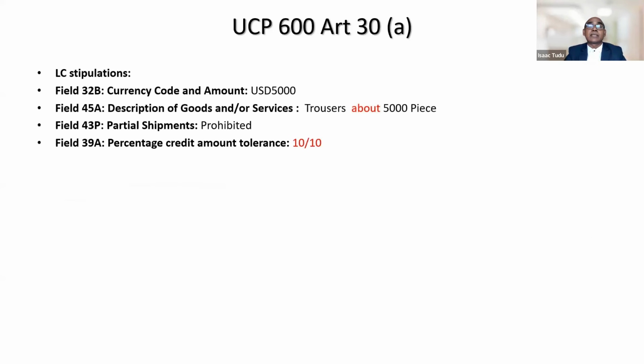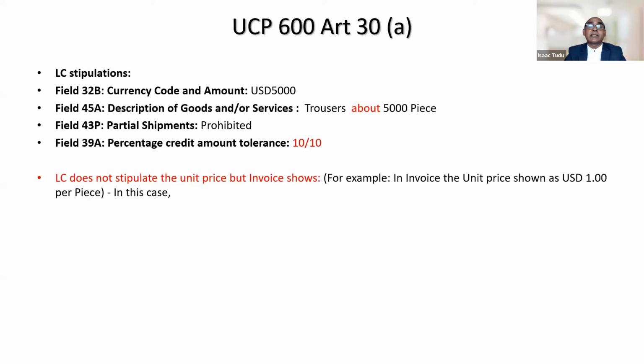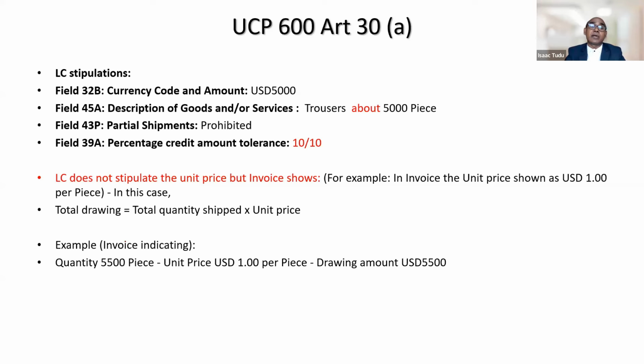What could the second scenario be? You can see here, the LC does not stipulate the unit price, but the invoice shows the unit price. In the invoice, the unit price is shown as US dollar 1 per piece. In this case, what will happen? Total drawings will be equal to the total quantity shipped multiplied by unit price. Unit price is not a requirement of the LC, but the invoice indicates unit price. So quantity 5,500 at the rate of 1, drawing amount would be 5,500.